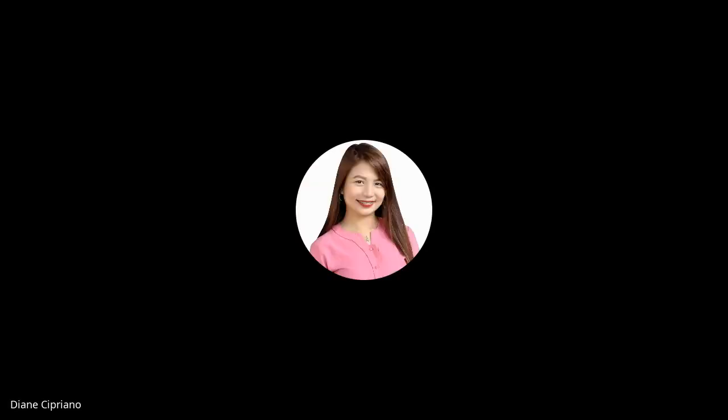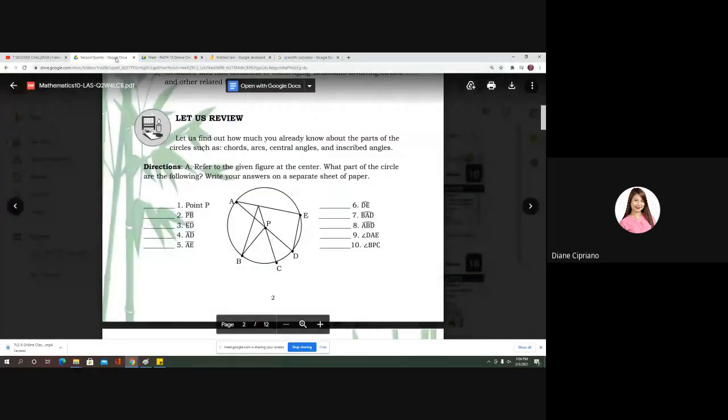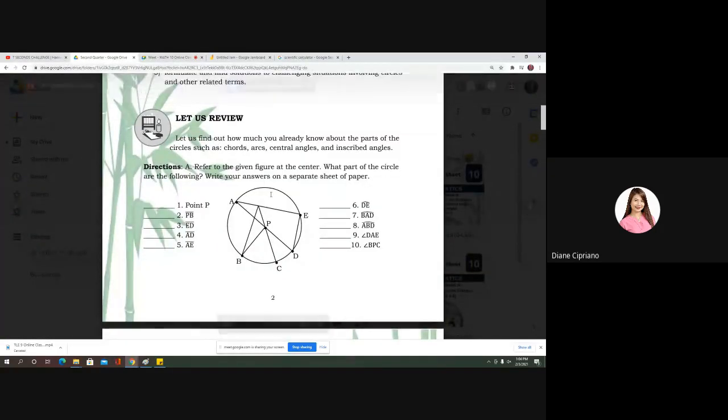Okay. So, for our review, let me present my screen first. For our review, we have 1 to 10 items, all about the parts of the circle. In this case, hindi nyo naman na to kasama sa sasagutan, or I'd rather say napasa nyo na to last week nung retrieval and distribution of module natin. So, let me just share you the correct answer in this let us review part.